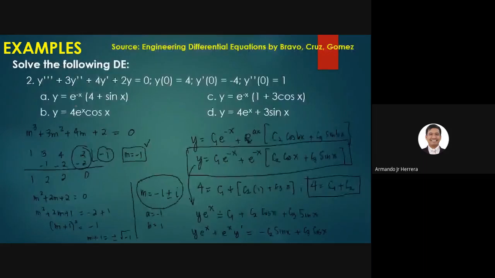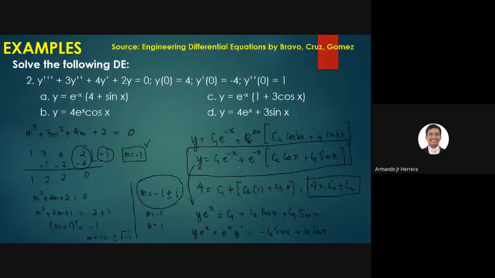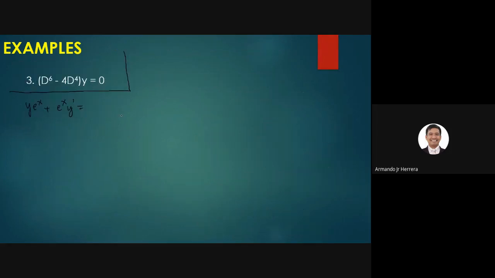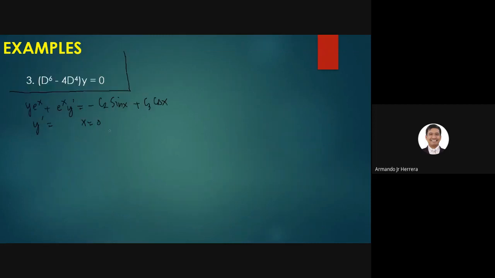So again, ang ating derivative ay y e to the x plus e to the x y prime is equal to negative C2 sine x plus C3 cosine of x. So ang given initial condition, y prime is negative 4 when x is 0.